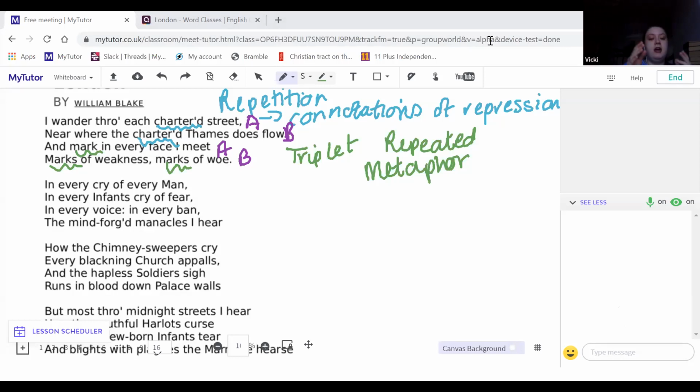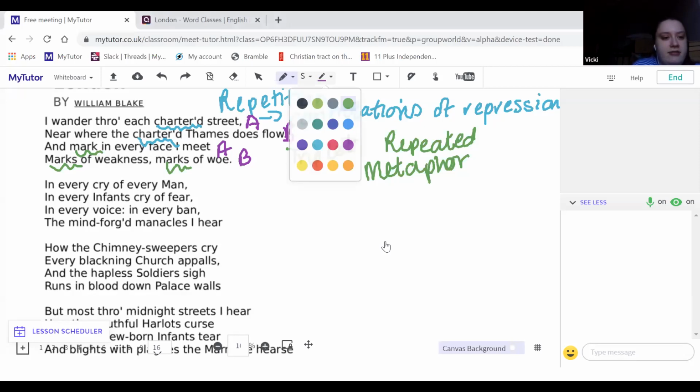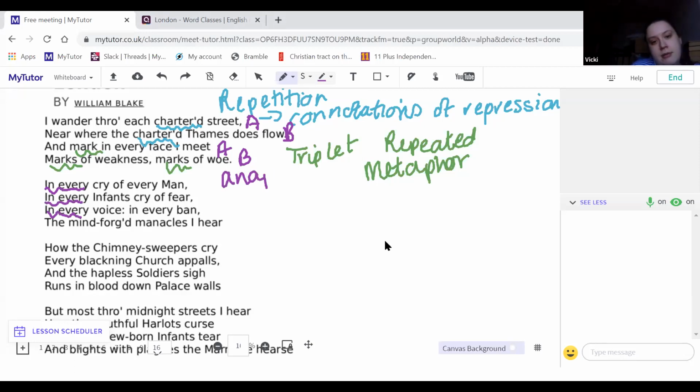Right, okay, let's move on to the next stanza. So, in every cry of every man. I think Emma said that we've got anaphora. So, in every. That's a type of repetition. Fabulous. We've got the repetition of cry, so I'll just put rep for that. We know what that means.